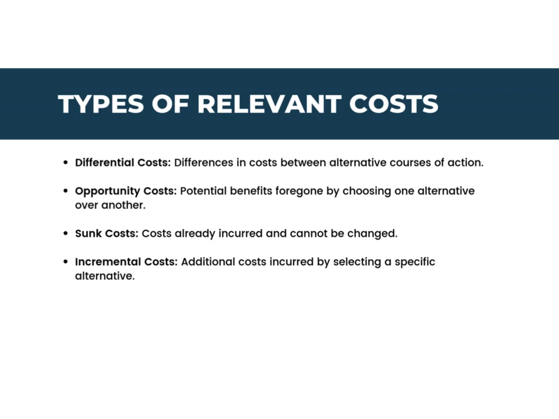And fourth, incremental costs. These are the additional costs that arise when choosing a specific alternative. For instance, accepting a special order might require extra labor or materials, which are incremental costs. By correctly identifying these cost types, managers can focus only on the numbers that truly affect the decision.